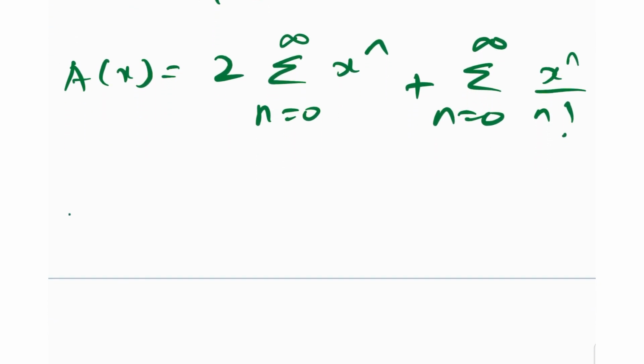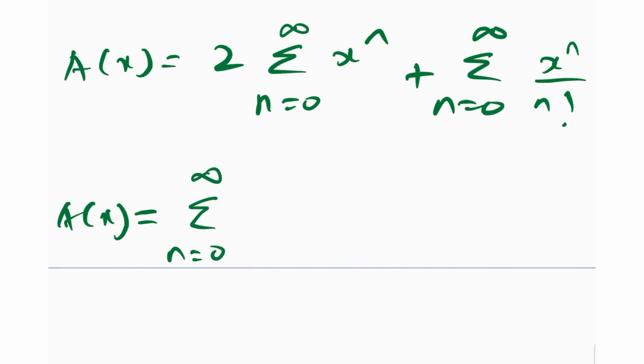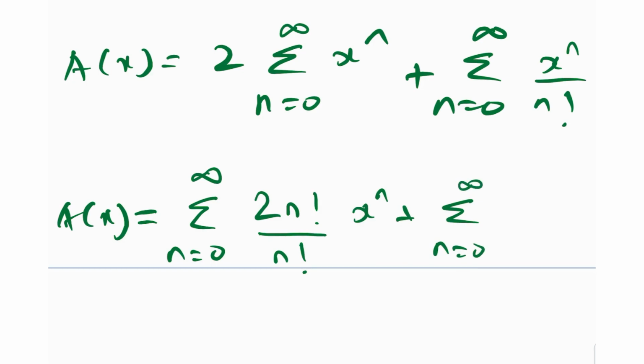This is quite awesome actually. Now I can shift this 2 inside the summation. A constant, you can shift it both inside and outside the summation, it doesn't really matter. So I shifted 2 inside, and I'm going to multiply by n factorial and divide by n factorial. It remains the same quantity, right? x raised to the power n plus summation from n equal to 0 to infinity of x raised to the power n divided by n factorial. Now, observe certain things.